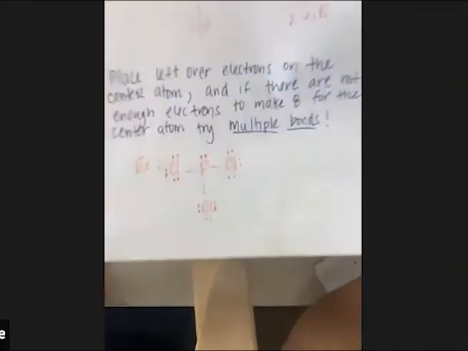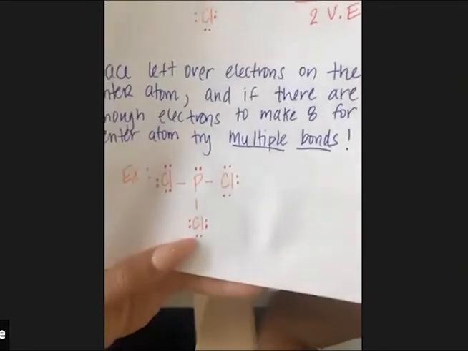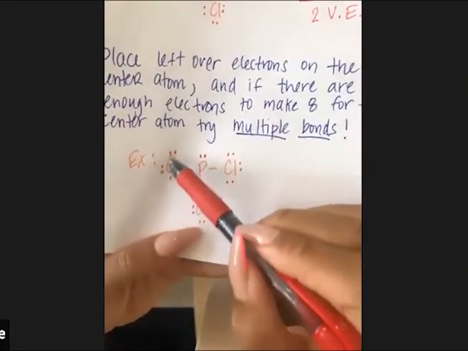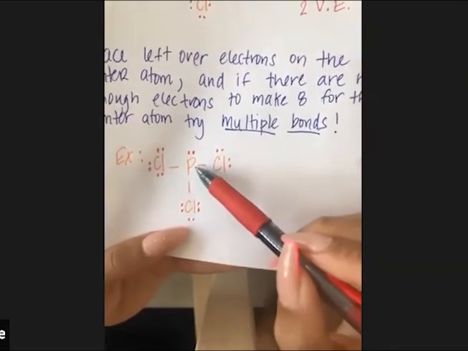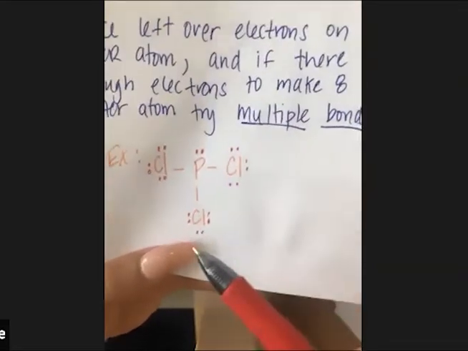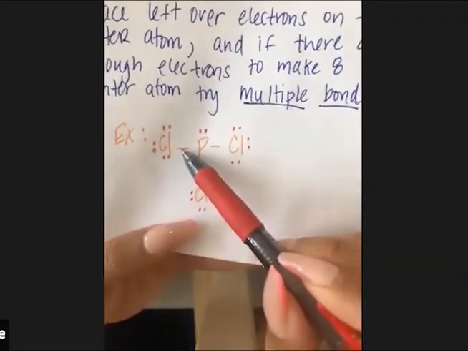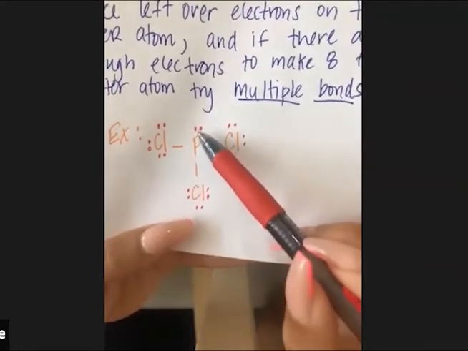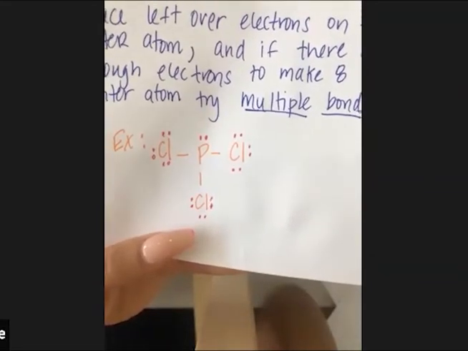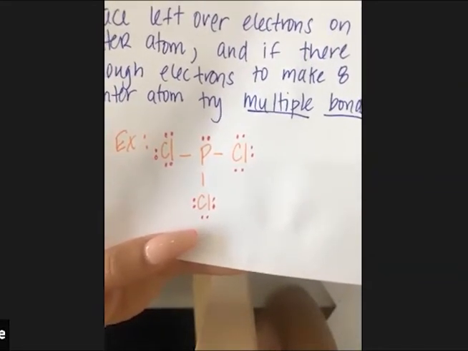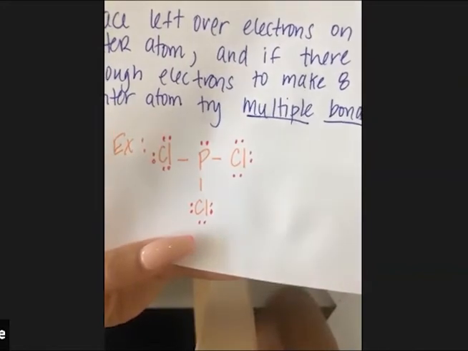And now, when I look at it, all the chlorines have 8: 2, 4, 6, and they're sharing 2 with the phosphorus. And the phosphorus has 8: 2, 4, 6, and then this last 2 as a lone pair. So the phosphorus has 8 and the chlorines have 8. So everybody's happy because they're stable like the noble gases.